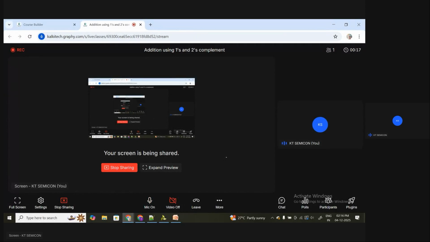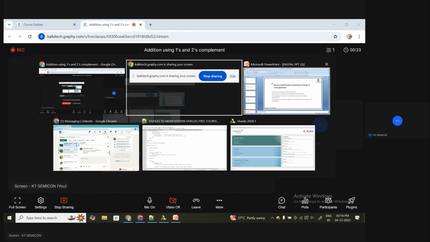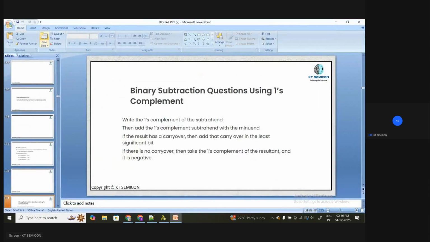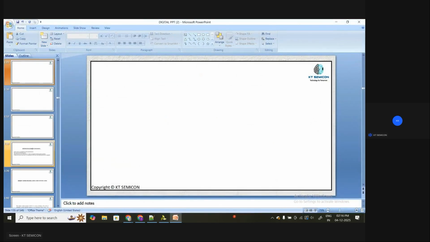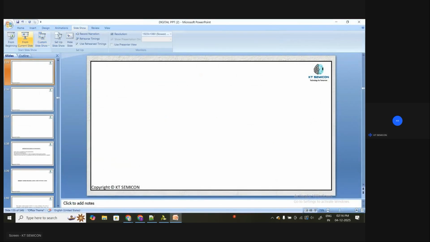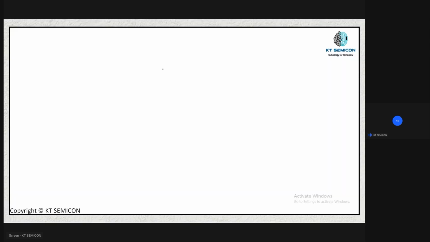In this particular session, let us try to understand how to perform addition and subtraction using ones and twos complement. Before that, let me share my screen now. So in this session, let us understand how to perform addition and subtraction using ones and twos complement.